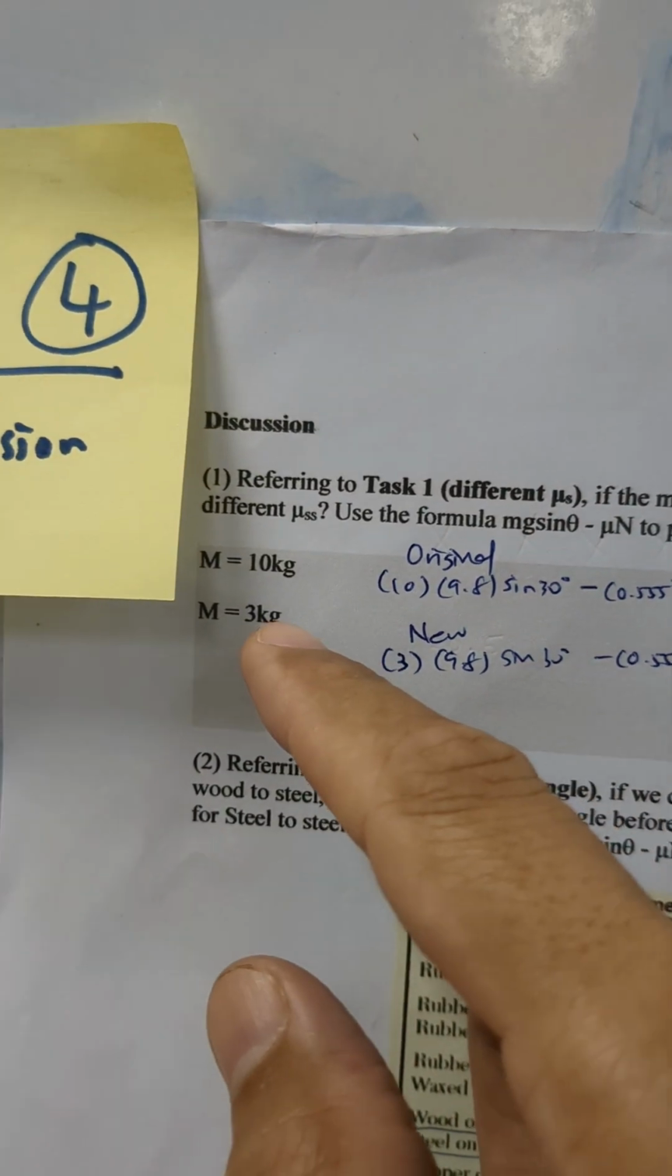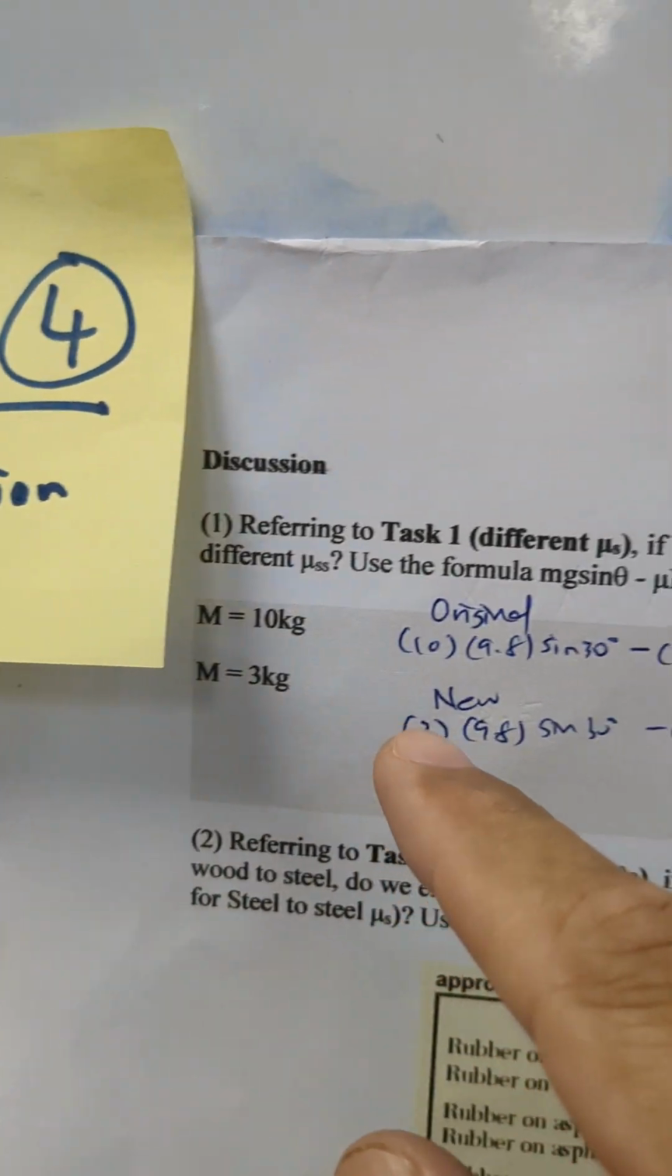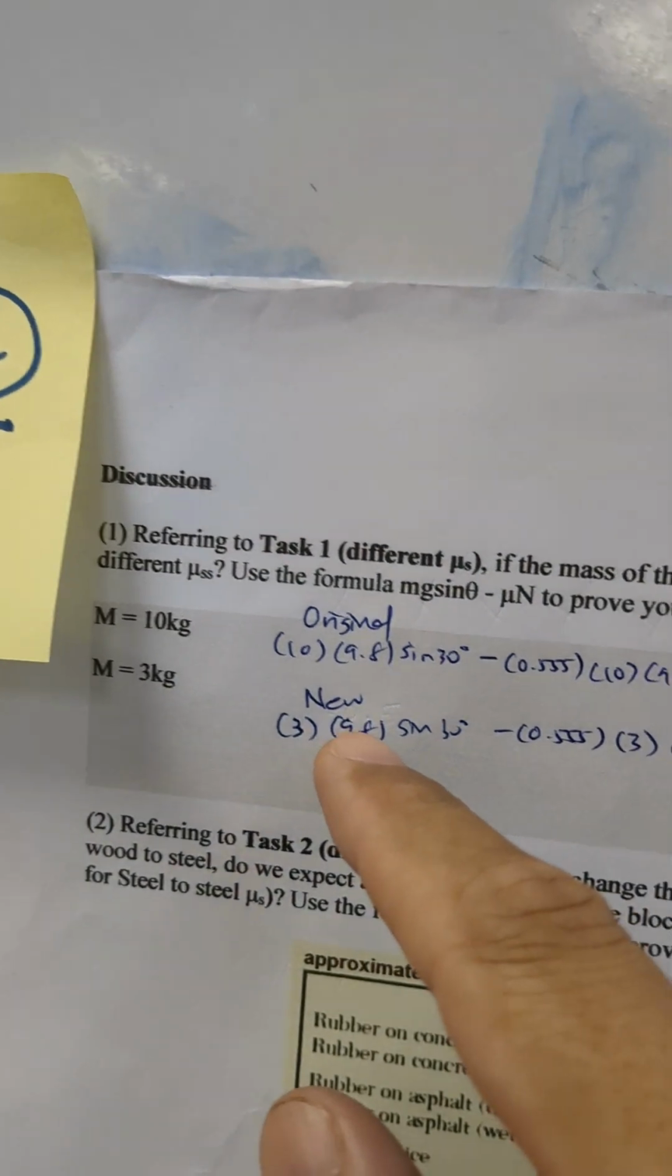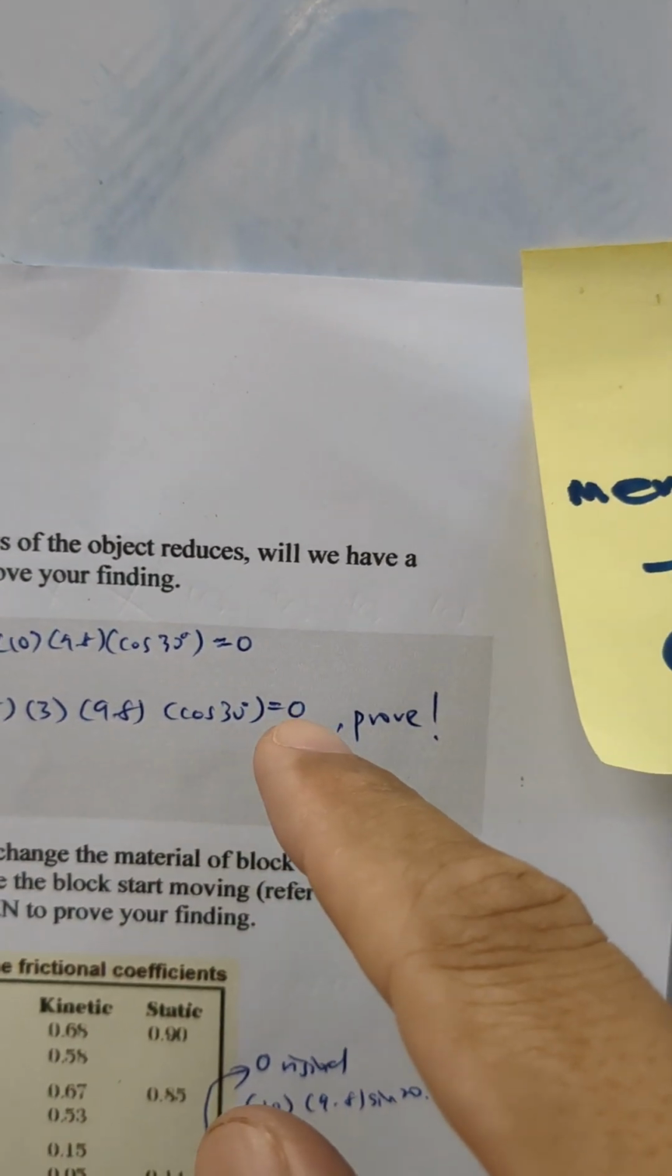Now we're going to use a smaller weight. Why? Because the weight of this object becomes smaller. We use 3 as an example, and then we put it inside the formula, and the right hand side equals 0. So we have proved it already.